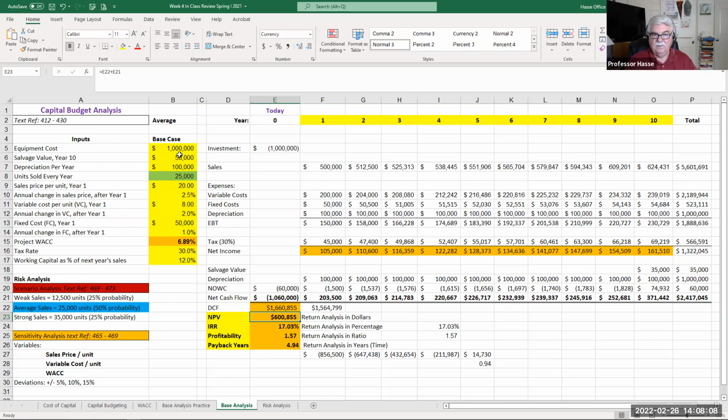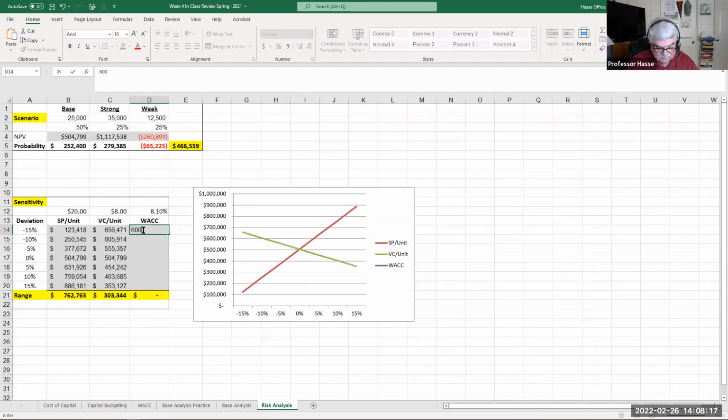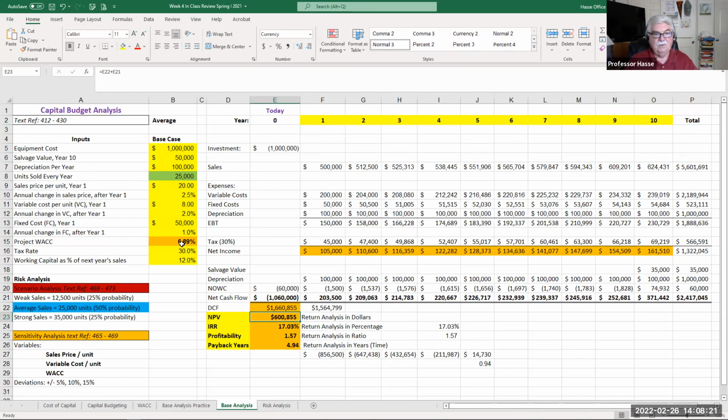NPV. Notice all the other variables have not changed. We're just changing the cost of money. 600,855. And there we go. Now, a 10% reduction in our cost of capital, 8.1% times 0.90, 7.29% is now our weighted average cost of capital under this sensitivity analysis.